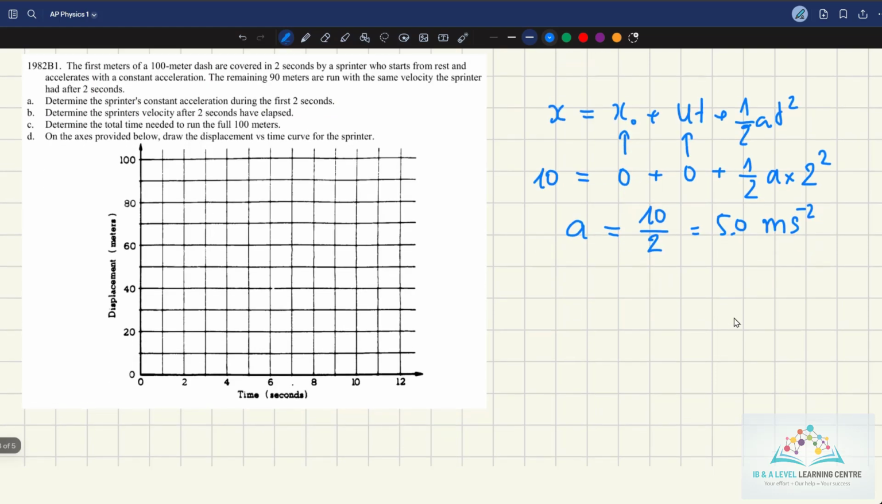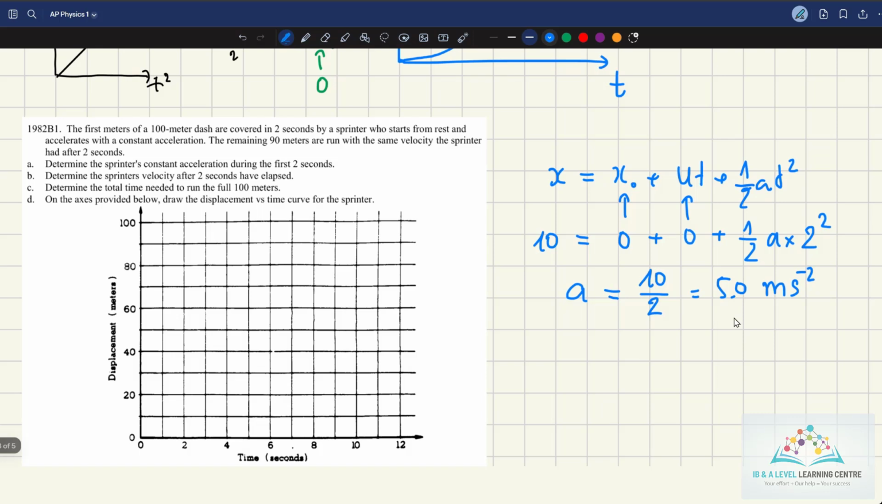So how do we draw it? Do we need to determine the constant acceleration? The first question A is the acceleration, which is 5. Done. Next, determine the sprinter's velocity after 2 seconds. Displacement. Cái đó mình sẽ làm sao? Mình làm câu B trước đây ha.